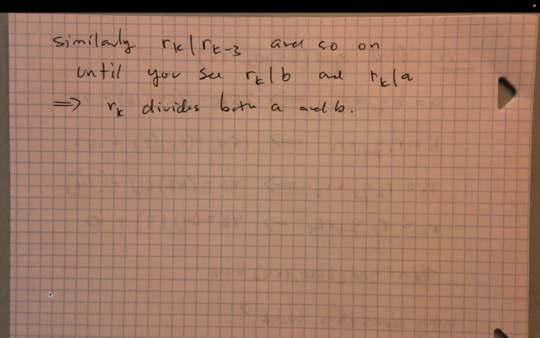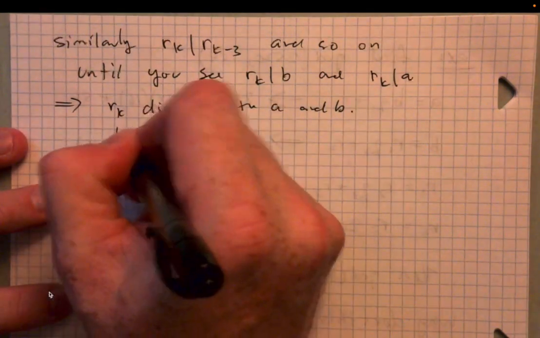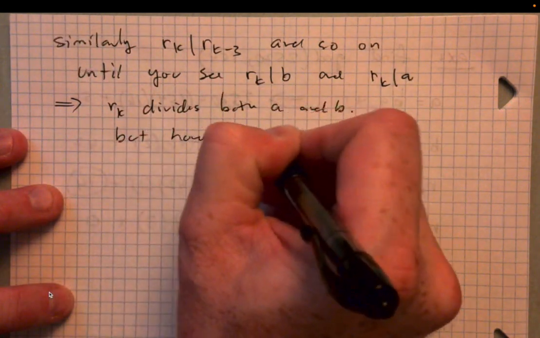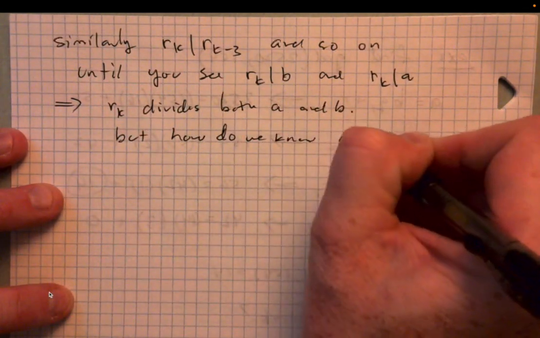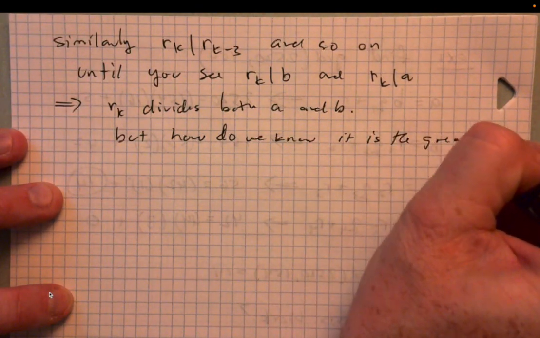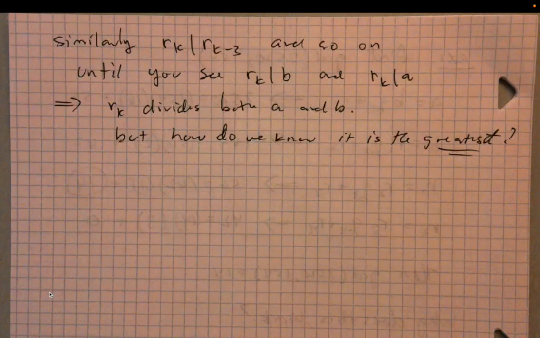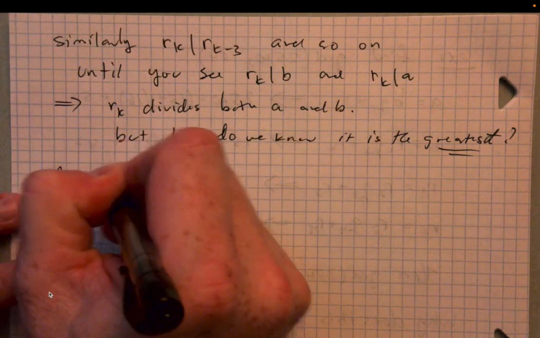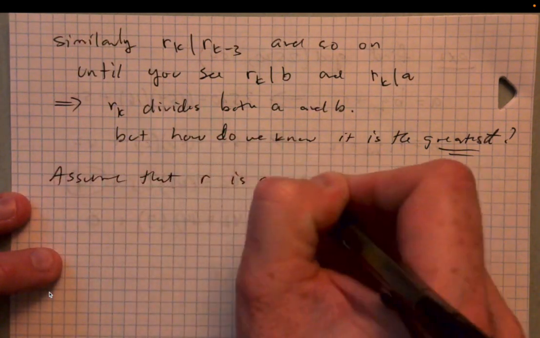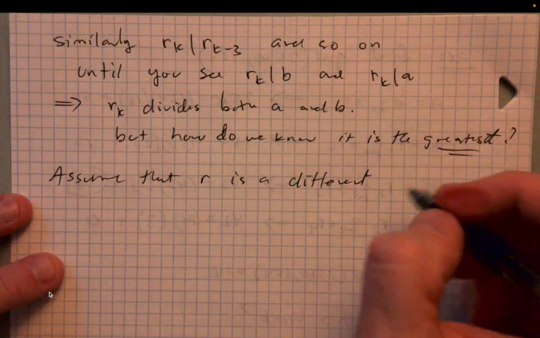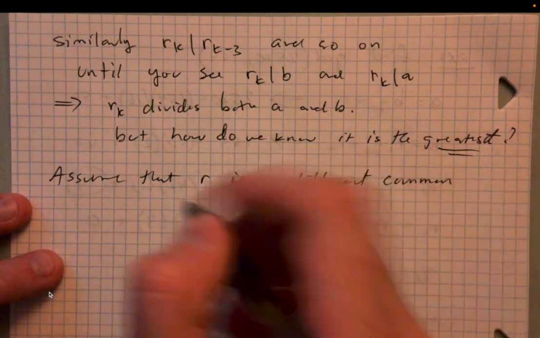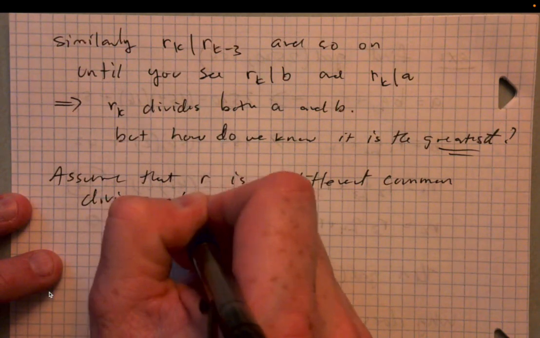Okay, so it's clearly a divisor, but how do we know it's the GCD? How do we know it's the greatest common divisor? How do we know it's the greatest? Well, the way to see that is to assume that r is a different common divisor. So let's assume that r is a different common divisor of a and b.